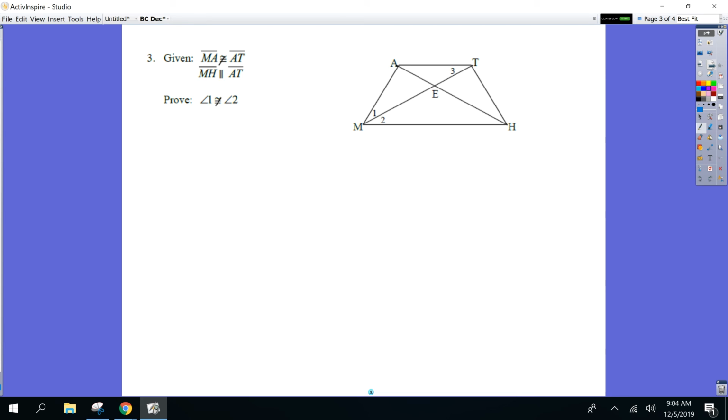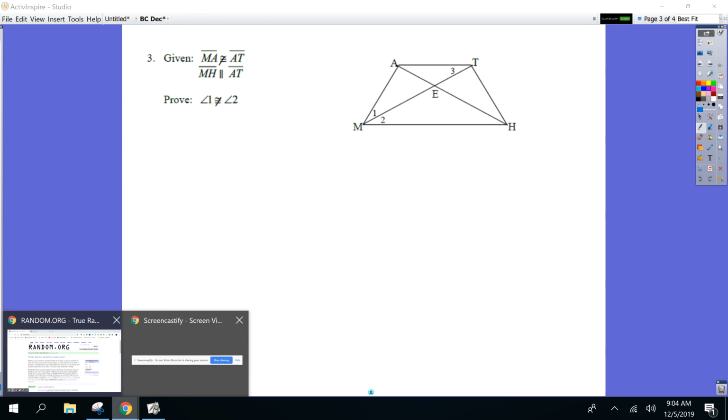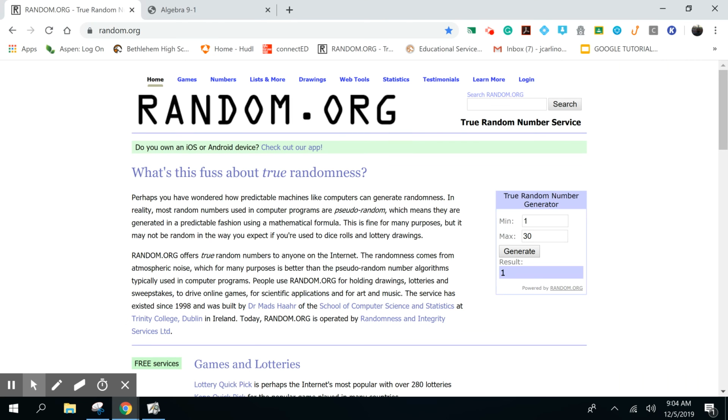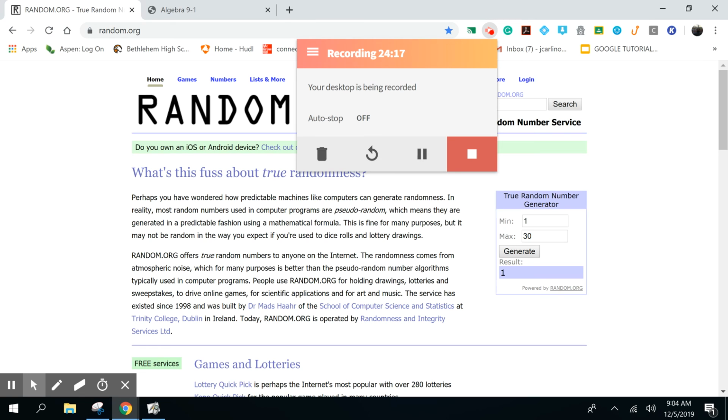You're on your own now, guys. If you want me to look over anything, let me know. If you get stuck and you need a little push, let me know. Not a big deal. But I can tell you on number 3, you will not be proving any triangles congruent.